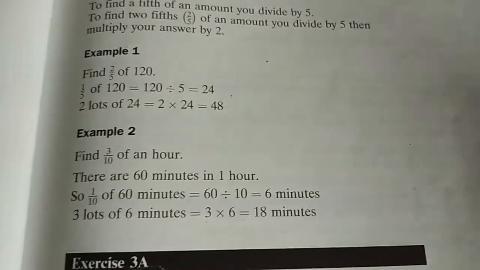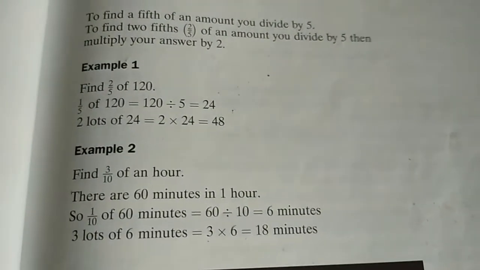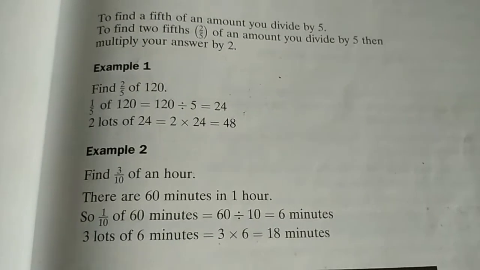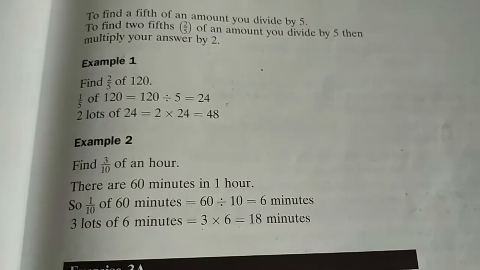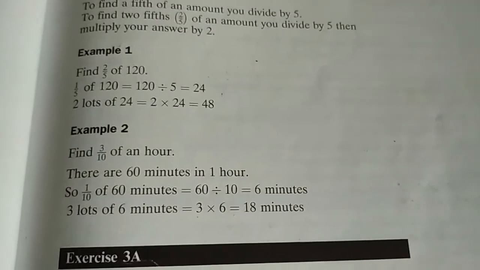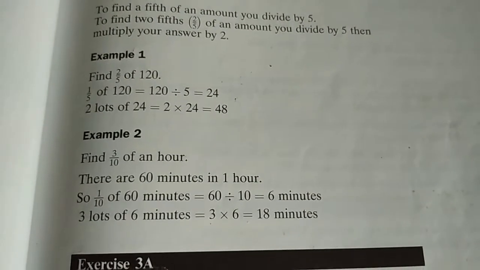If we look into another example, it says: find 3/10 of an hour. Find 3 by 10 of an hour. So we all know that an hour means 60 minutes. So 1/10 of 60 minutes is 60 divided by 10. So they are doing it part by part.